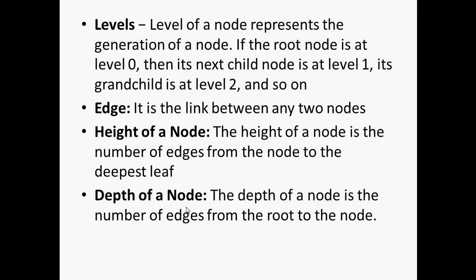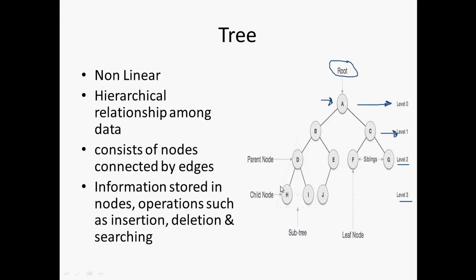Depth of a node. The depth of a node is the number of edges from the root to the node. For node H, the number of edges from the root are 1, 2, 3. So depth of H is 3, and the depth of A is 0 because it is the root only. There are no edges connecting from root to A. So it has depth 0, but the depth of H is 3. The depth of B is 1 because the number of edges from root to B is 1. So depth of B is 1.